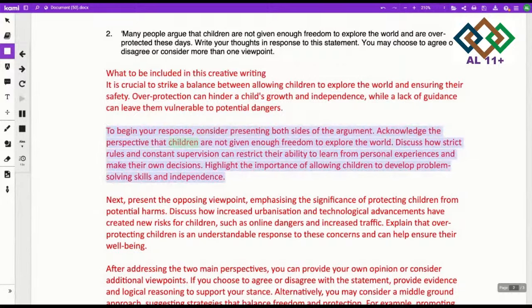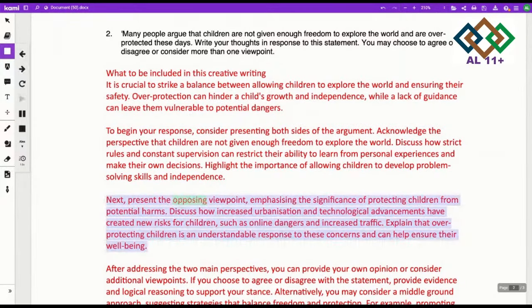Acknowledge the perspective that children are not given enough freedom to explore the world. Discuss how strict rules and constant supervision can restrict their ability to learn from personal experiences and make their own decisions. Highlight the importance of allowing children to develop problem-solving skills and independence.